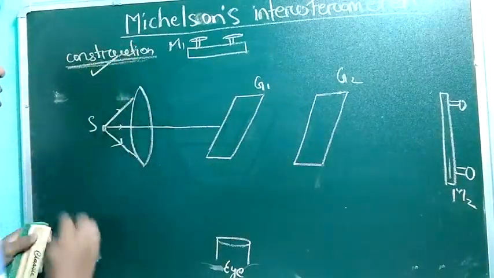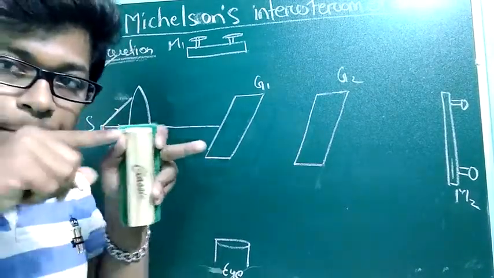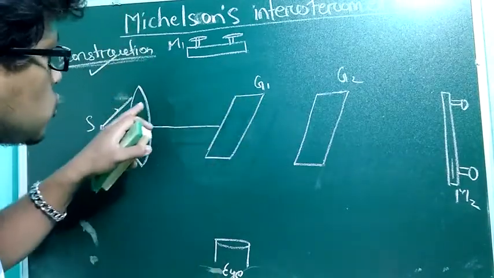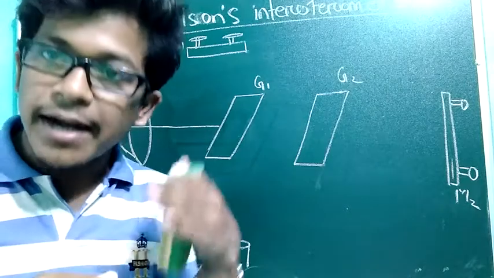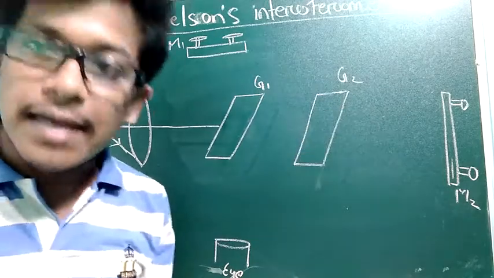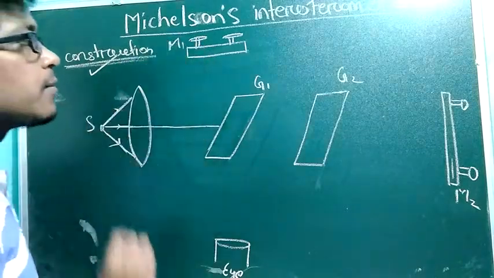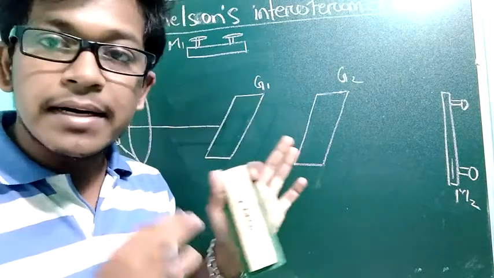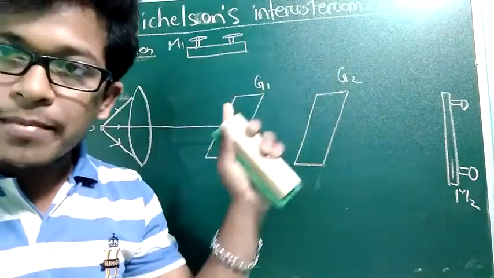This is the construction we saw: a source, an extended source, then a convex lens, because due to the convex lens we get parallel rays, since the light otherwise goes far apart from each other. After that we kept one glass. The back side of the glass is partially reflecting, so part of the light will be reflected and part will be transmitted. Then we keep another glass which is completely glass, no silver part. And on this side we kept one mirror that is completely reflecting, completely silver. This mirror is also completely silver, and these are free to move. Free to move means we can adjust.